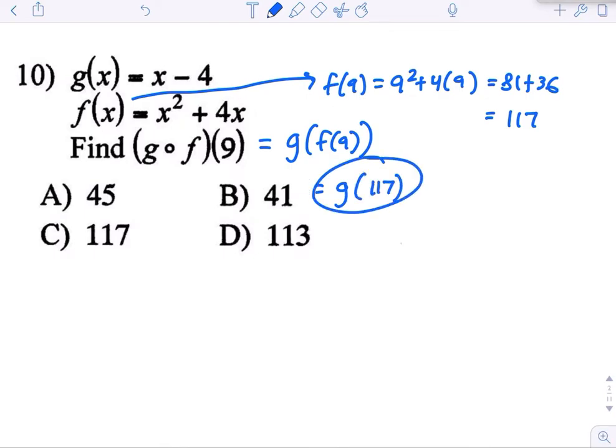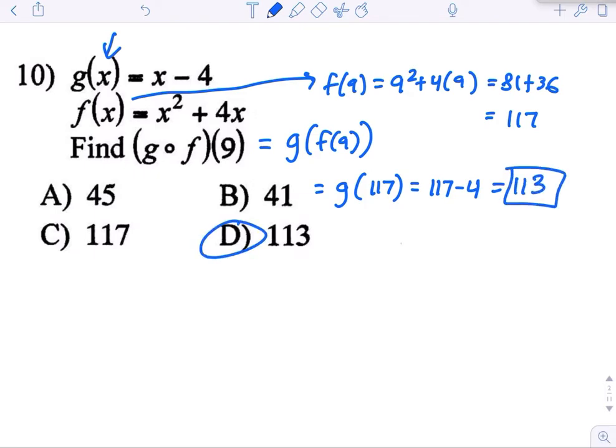Now this tells me to substitute 117 into the g function up there. So I'm running out of room, but g of 117, you guys, I'll just write it back there. Sorry. g of 117 is really 117 minus 4, which is simply 113. D.